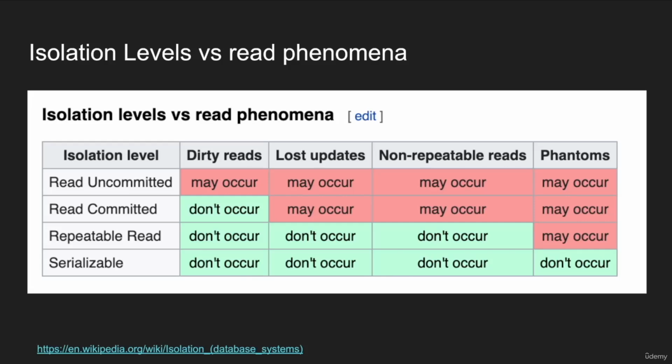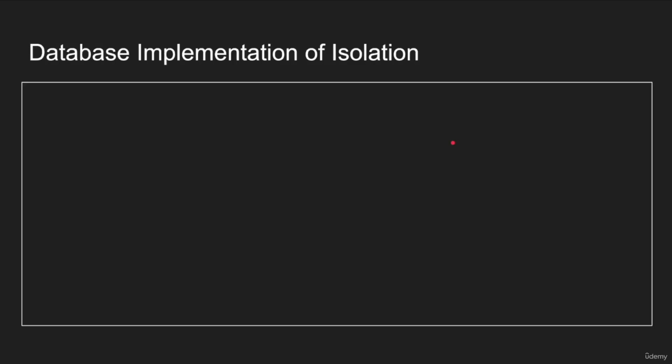While snapshot takes a version of the database at the start of the transaction. Now, when I say a version of the database, I'm not talking about an actual backup, right? The database has to implement this in an optimized manner. Make sense, guys? Let's talk a little bit about database implementation of isolation.